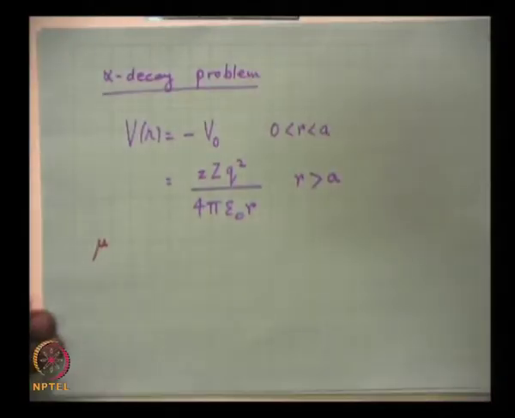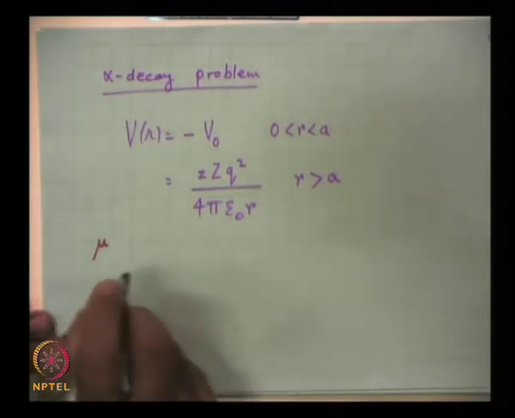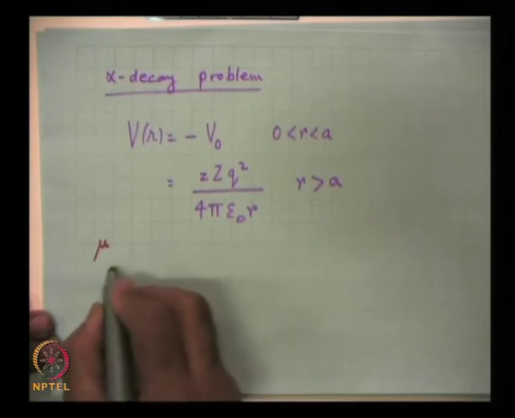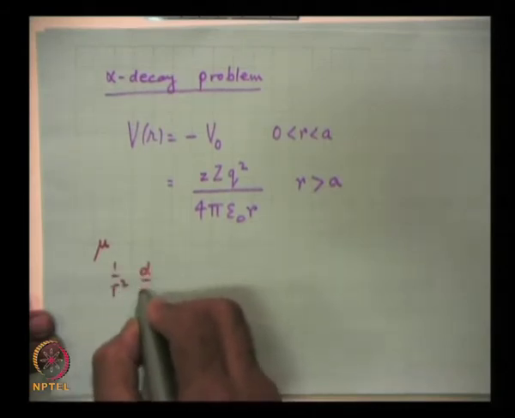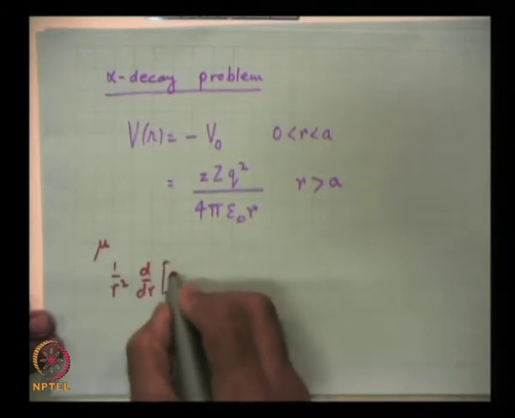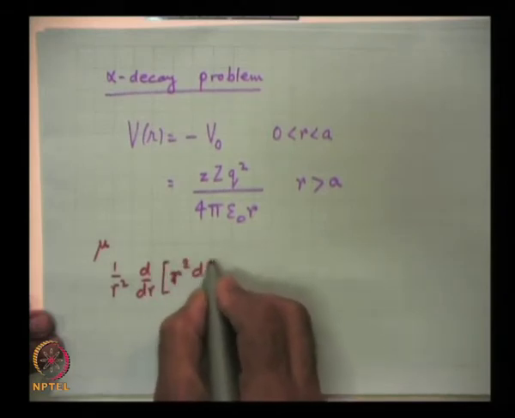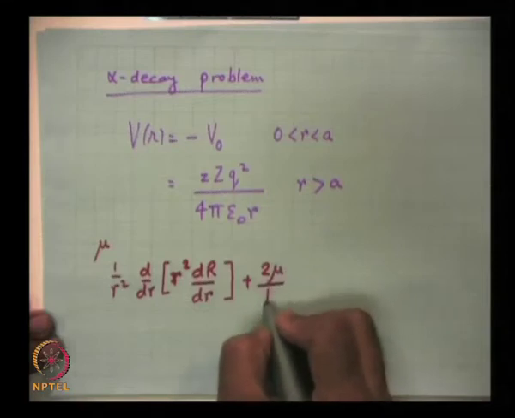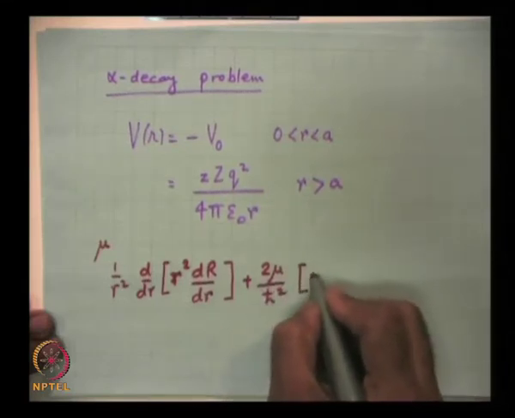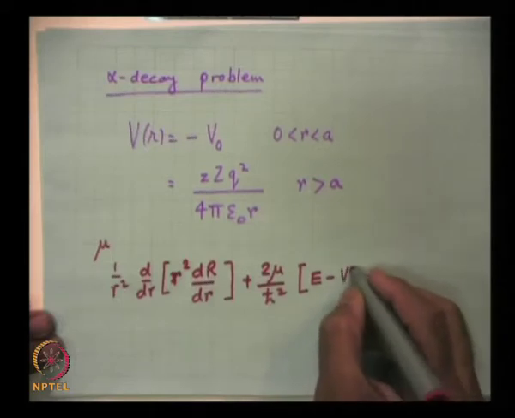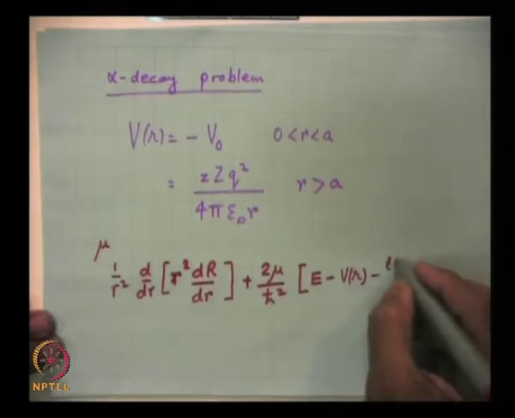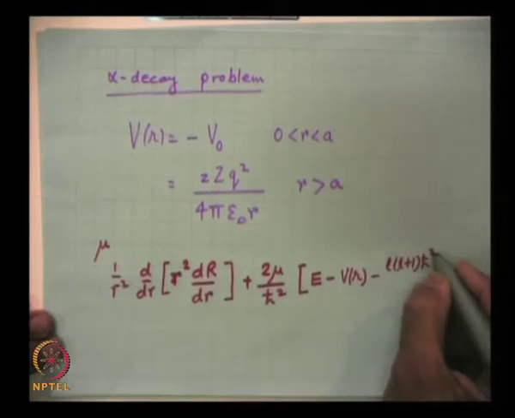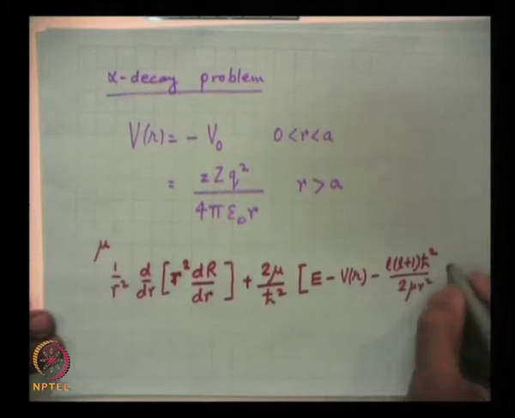Let the alpha particle mass be denoted by mu. As you all know, we had worked with the Schrodinger equation, and the radial part of the Schrodinger equation was 1 over r square d by dr of r square dR by dr, plus 2 mu by h cross square times E minus V of r, minus L into L plus 1 h cross square by 2 mu r square, times R of r equal to 0.